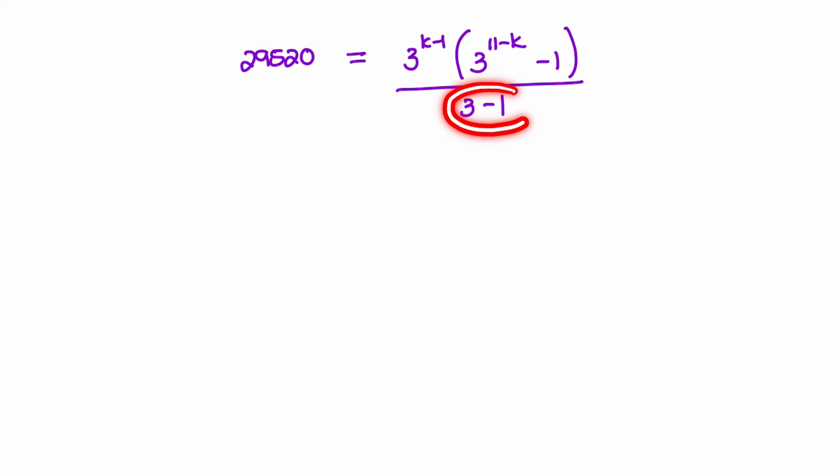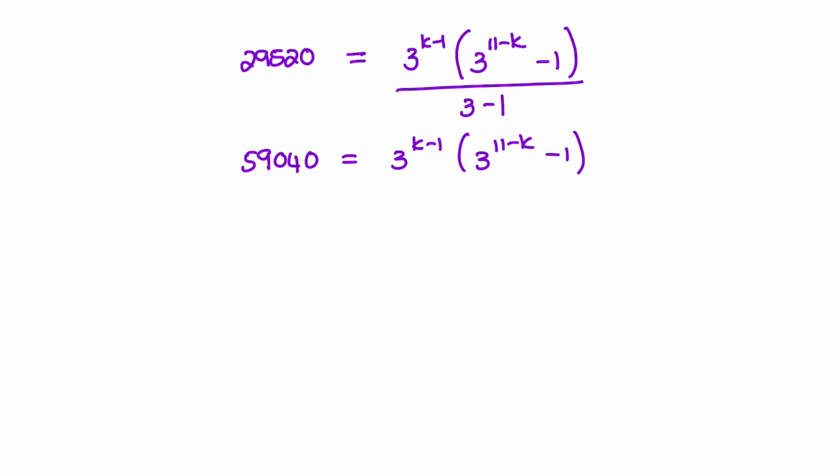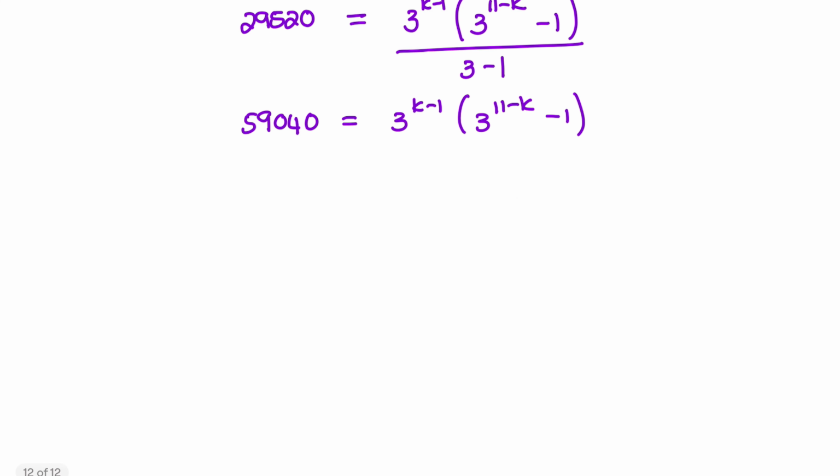3 minus 1 is equal to 2. And I can get rid of this 2 by multiplying it with 29,520. That simplifies to 59,040, which is equal to 3 to the power of k minus 1 times 3 to the power of 11 minus k minus 1. Now, I'm going to get rid of this bracket because there's nothing else for me to do, so I need to multiply out. So let's do that quickly.